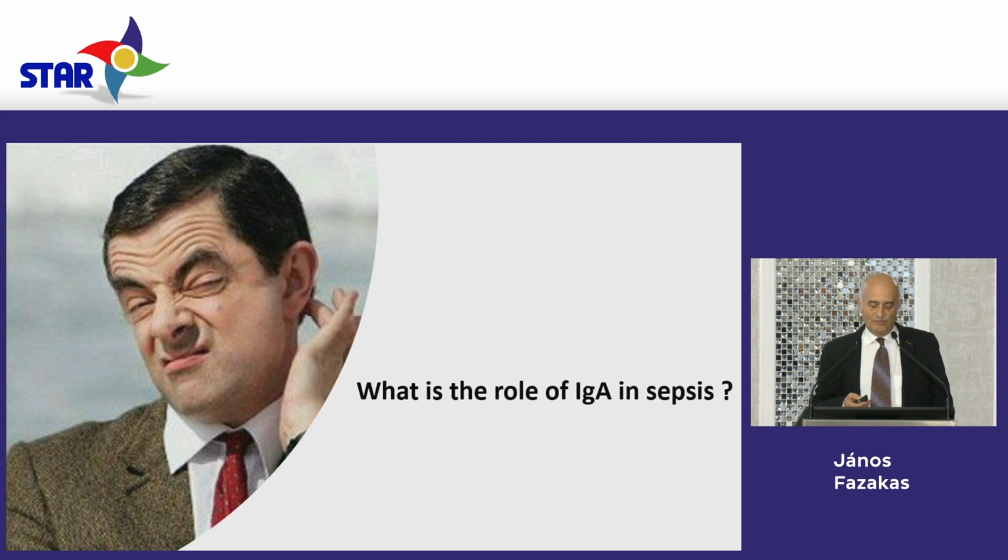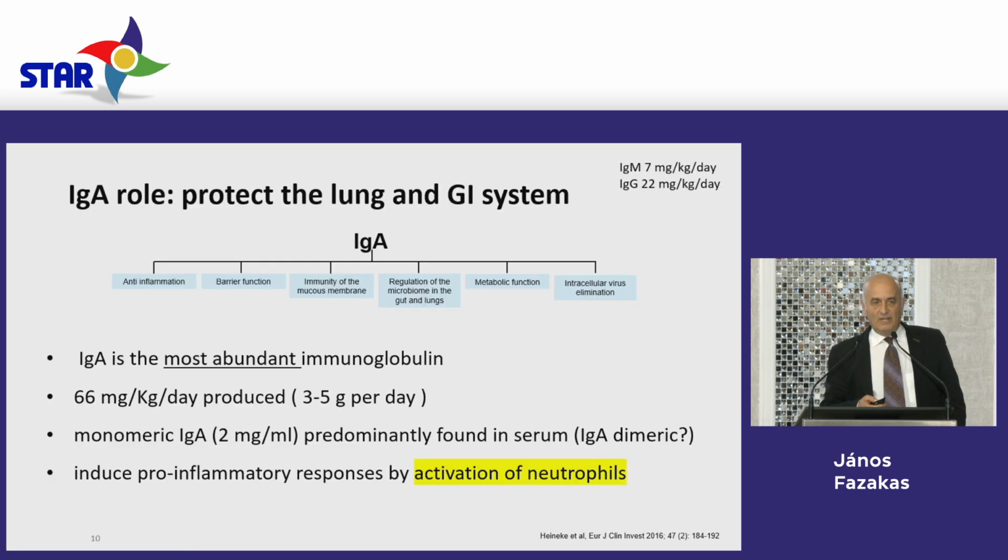Let's see the role of the IgA in sepsis. Well, they protect the lung and the GI system. It's the most abundant immunoglobulin. In one day, we produce in our body between 3 and 5 grams. And these grams will protect us against the microbiome, and when we inhale and exhale, protect the lung. And we have a monomeric form, and this is what we measure when we do a lab measurement.